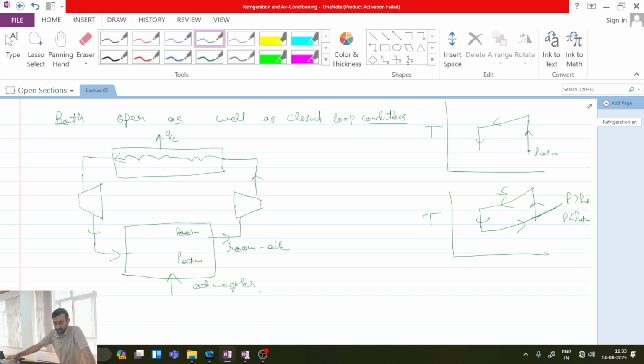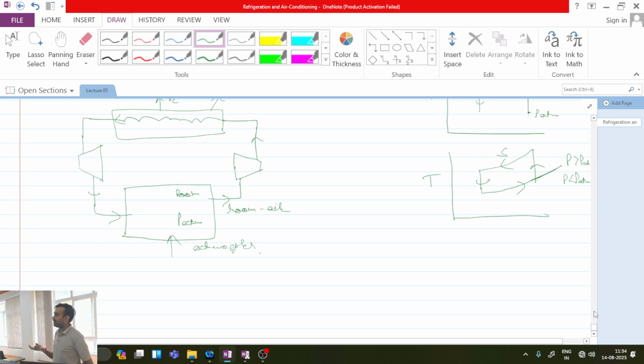Okay, but now if I go with the other condition, what could be the other condition? The other condition is, I want to operate the open cycle in such a way that I want to reject which heat exchanger? The high pressure side heat exchanger. All are clear with this idea or not? So if I have to remove the high pressure side heat exchanger, then what will be happening?